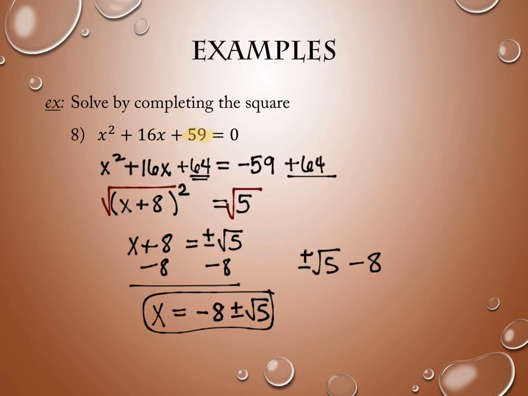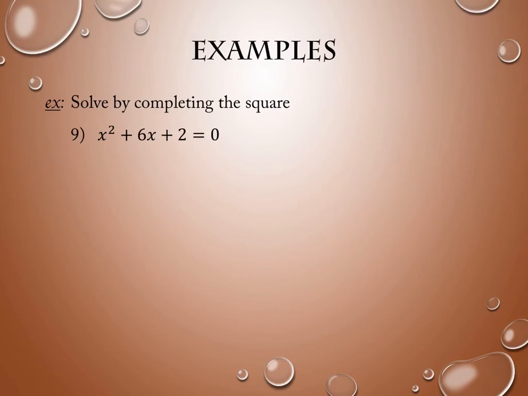Okay, let's try another one. Completing the square, same process. So, comparing it to what we just did, what was the first thing that we needed to do? Subtract the 2, very good. So I'm going to rewrite this as x squared plus 6x and leave a blank spot and put the minus 2 or the negative 2 on the right.